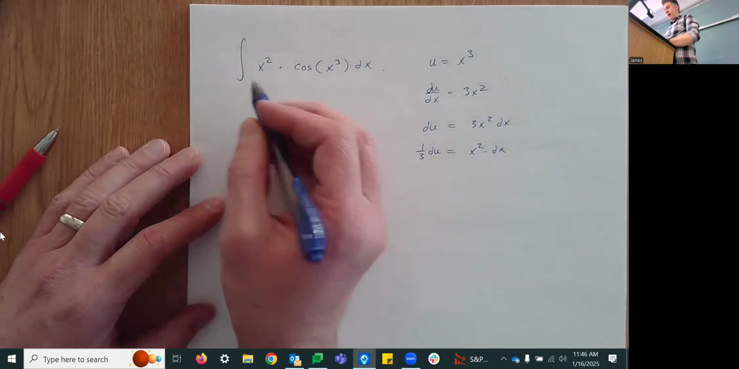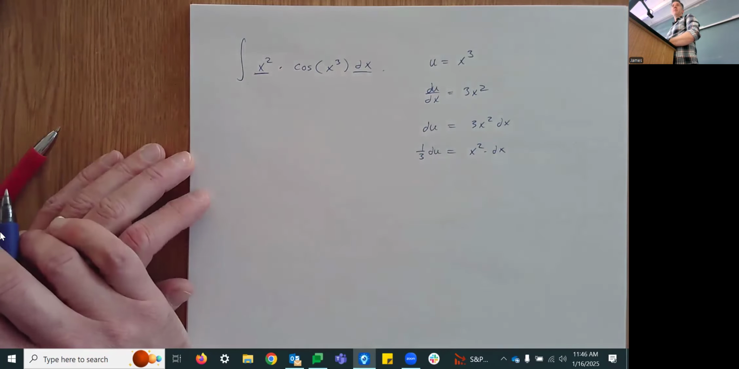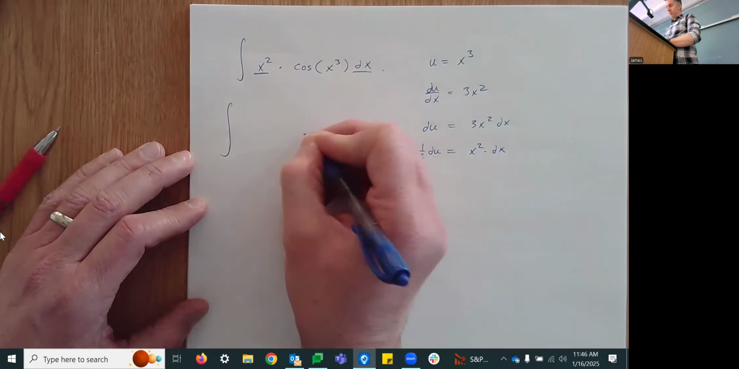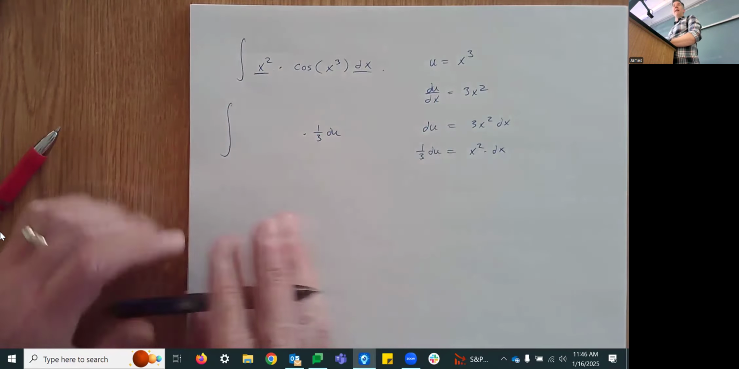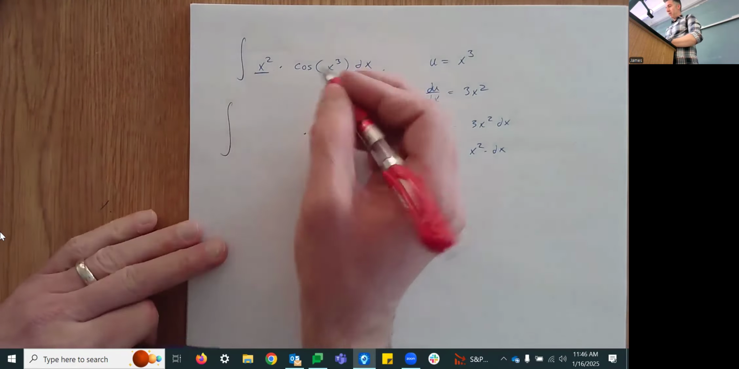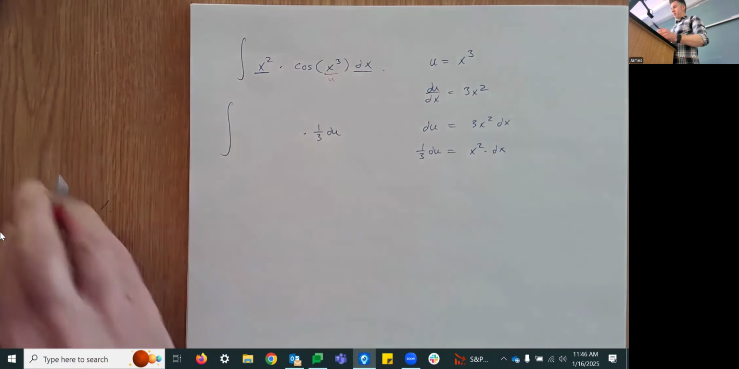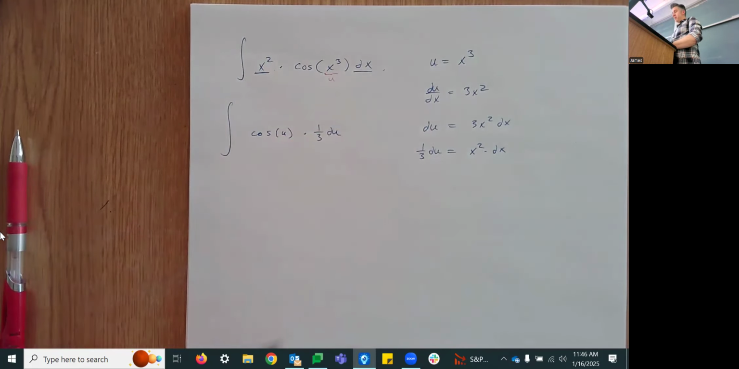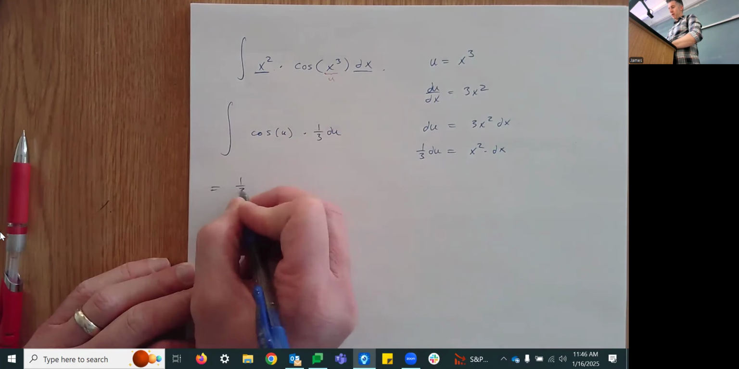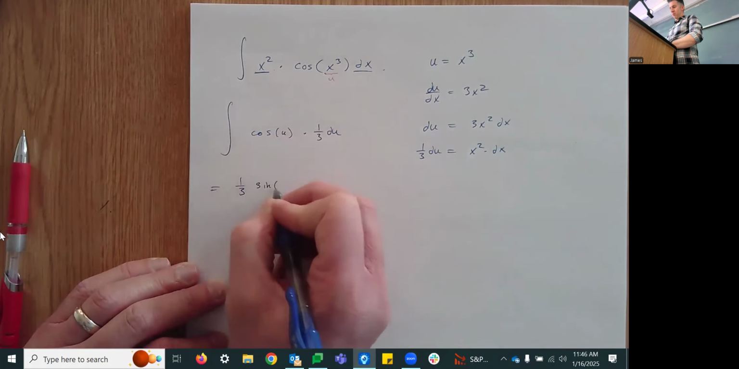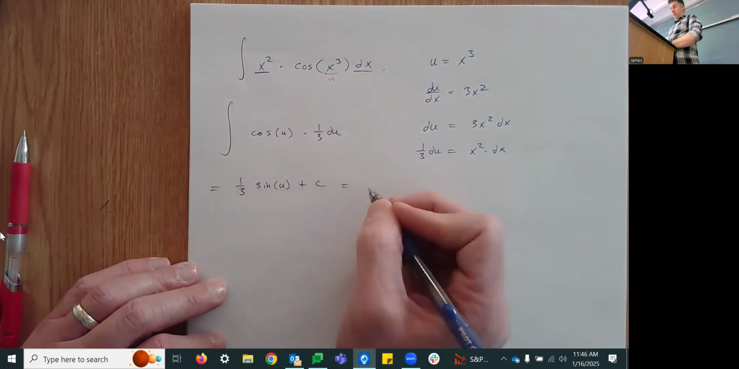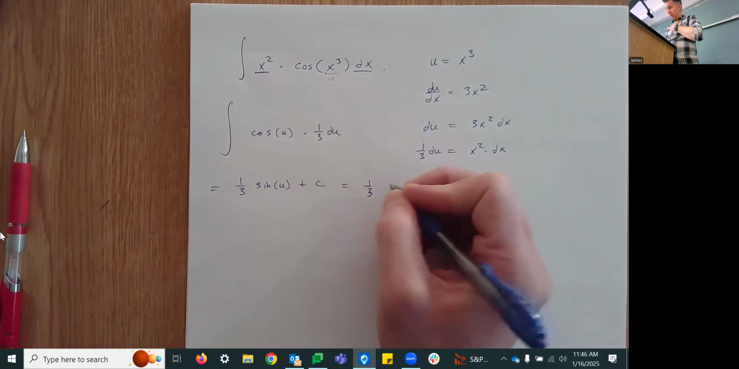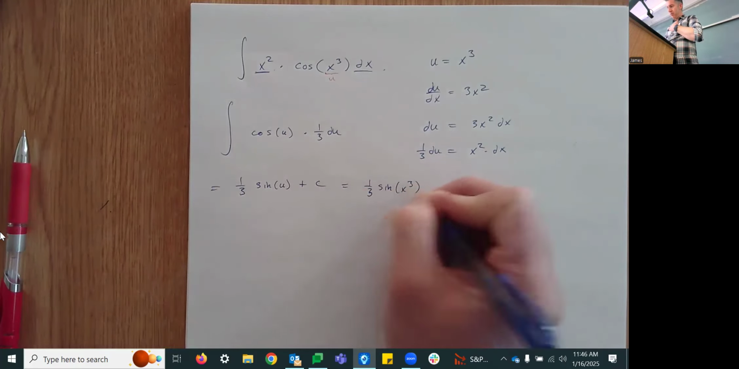So I'm going to take my x squared times dx and replace it with my 1/3 times du. And then I deal with the rest. My cosine of x cubed is going to be cosine of u. Now we integrate. The 1/3 multiple just hangs out. The antiderivative of cosine of u is sine of u. Slap on a plus c. Since it's an indefinite integral, we need to end with the same variable we started with. So it's got to be 1/3 sine of x cubed plus c.